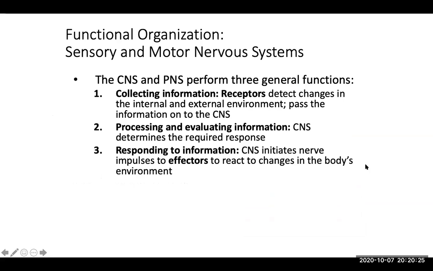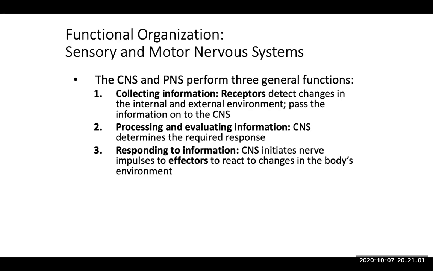The functional organization: we can also characterize the nervous system by how it functions, and we divide the central nervous system and the peripheral nervous system into three general functions. They all collect information with receptors. These receptors, which can be located in the back of your eye, on your skin, in other internal organs, will detect changes in the internal and external environment and then pass this information on to your central nervous system, whether that's your brain or spinal cord.